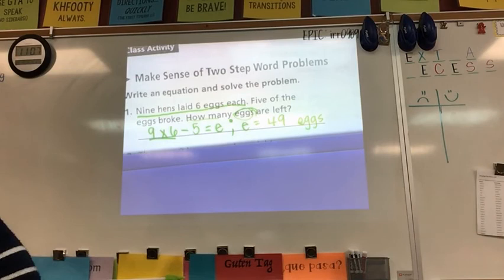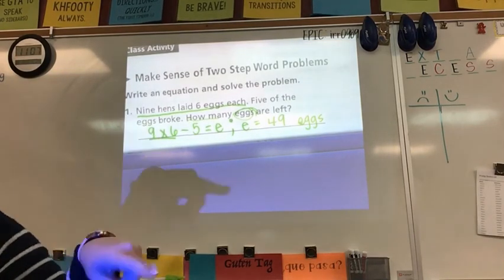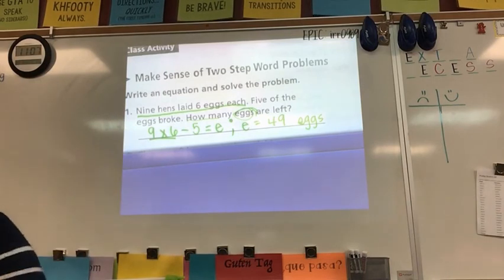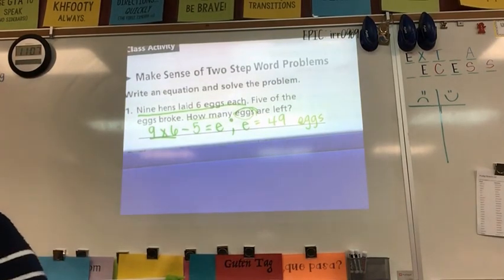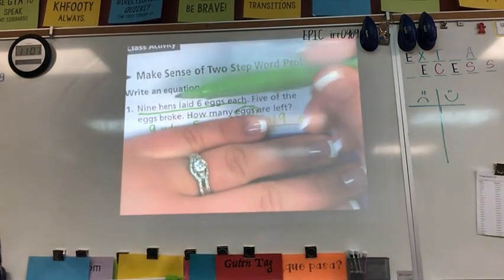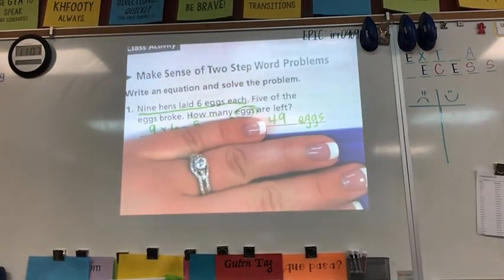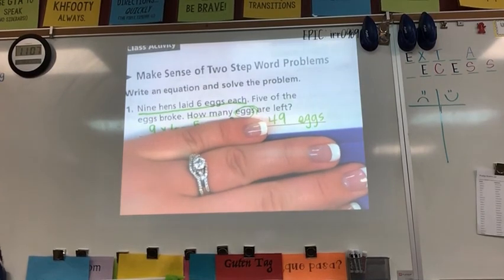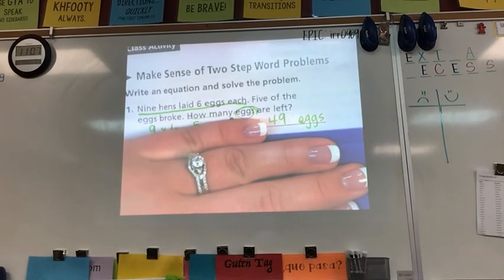Parentheses. The parentheses don't really help me solve it. They just tell me to do it first. And I get to do this one first, right? Because multiplication comes first. I mean, like, before I wrote that, if I read 9 hens, 6 eggs each, and I know I need to start my equation, but I don't know how to write that part of the equation. I don't know if I should be dividing or multiplying or adding or subtracting.